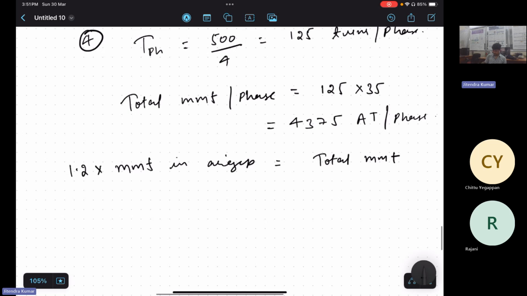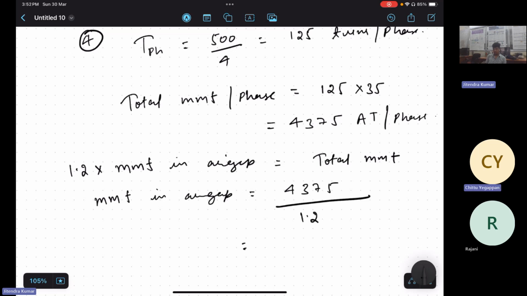It should be like this, right? You also applied the same relation. Yes, sir. MMF in air gap is total... Sir, here I have a doubt. Yeah, go ahead. Do we assume that the air gap MMF is equal to 1 here? Air gap MMF is equal to 1 because we have to calculate in terms of air gap, right?